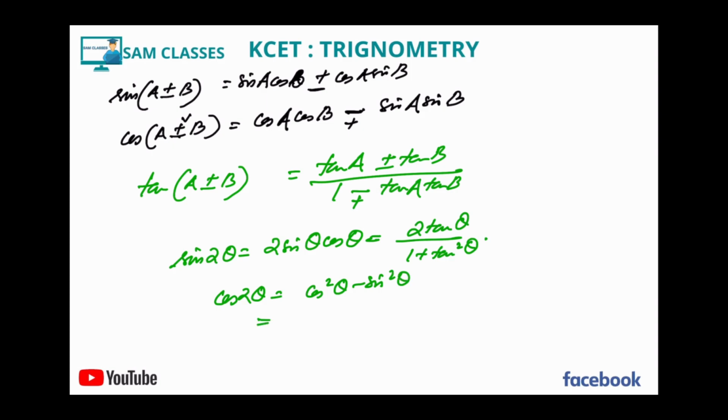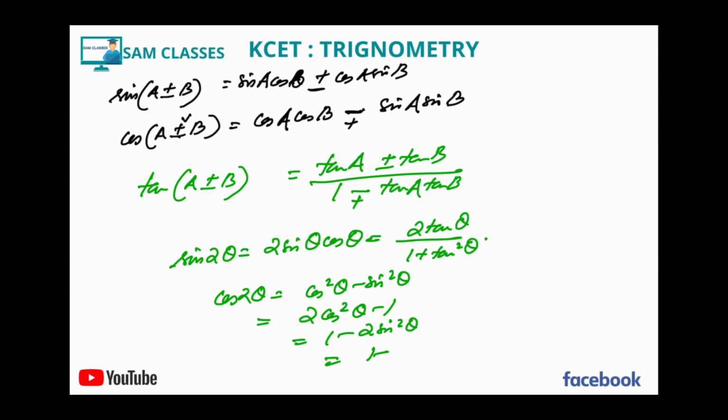So cos 2 theta is equal to cos square theta minus sin square theta. That is also equal to 2 cos square theta minus 1, or 1 minus 2 sin square theta. And that is also equal to 1 minus tan square theta by, in terms of tan, what will be the formula, student? You have already learned this formula.